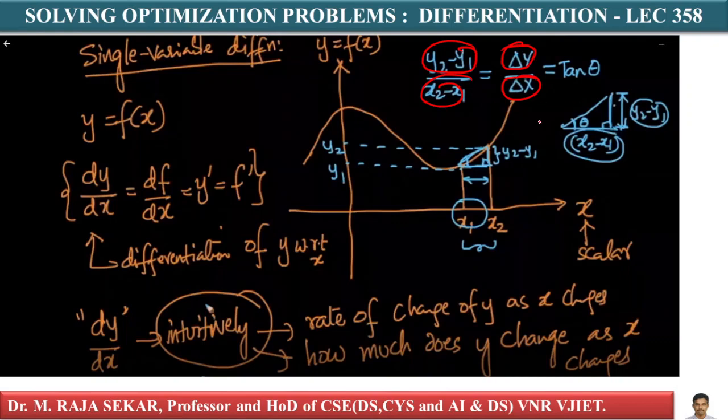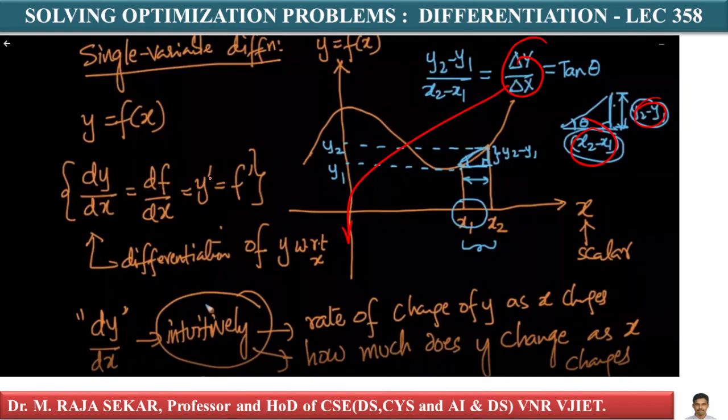What is this delta y by delta x? What does it mean? This is the rate of change of y with respect to x in the vicinity of x, isn't it? Now, what is this delta y by delta x? This is nothing but tan theta. What is tan theta? This is y2 minus y1 by x2 minus x1, that is delta y by delta x. So intuitively, this is what it means.